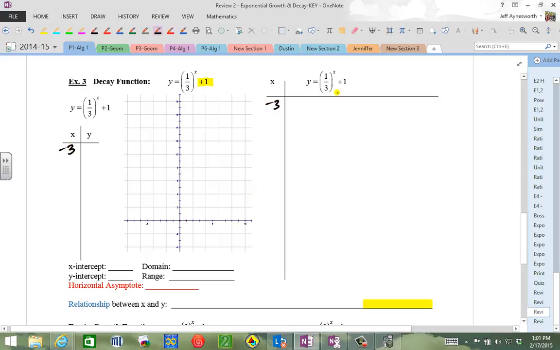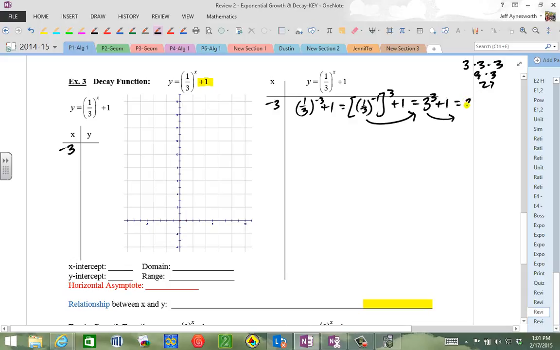Let's start at negative 3 and let's work it. So 1/3 raised to the negative 3 power plus 1. That is 1/3 raised to the negative 1 power, then cubed, then add 1. And as I said before, you got to reciprocate first, right? So the reciprocal of 1/3 is 3, then you got to cube it, and then add 1. What's that? Well, that's 27, right? 3 times 3 times 3 is 9 times 3, which is 27. So 27 plus 1, total 28. So my first point on my graph is negative 3 comma 28.